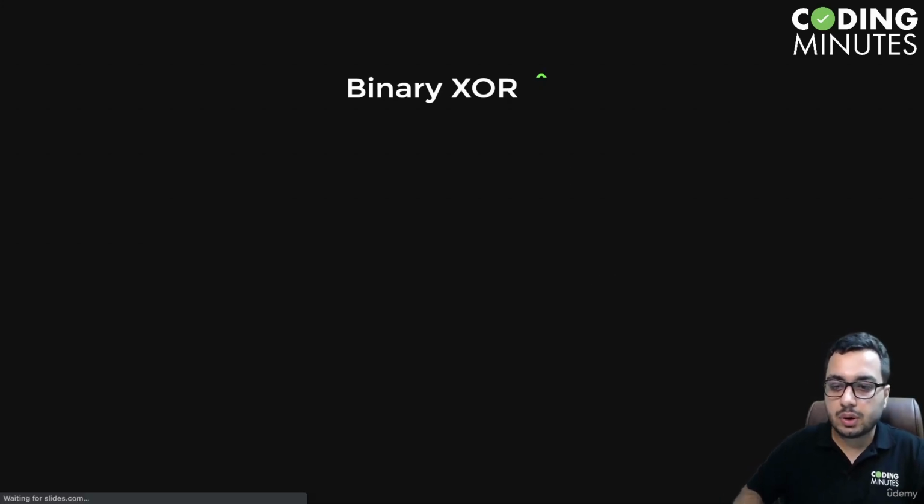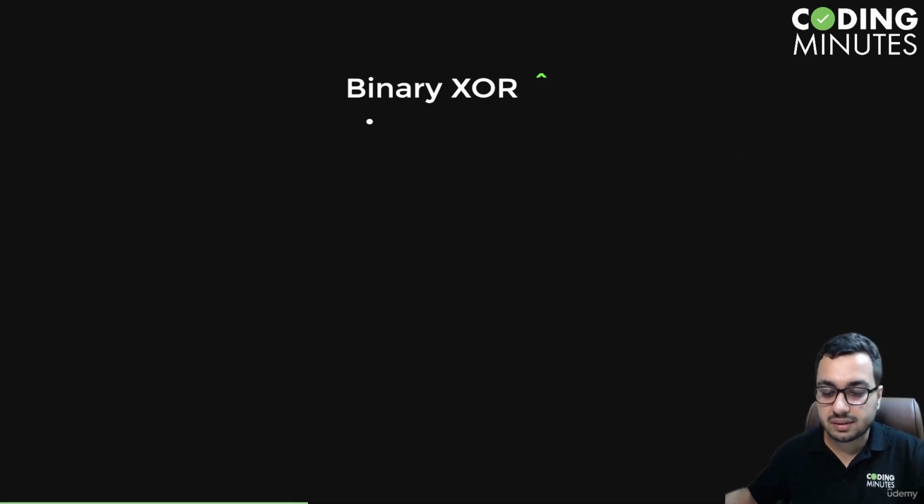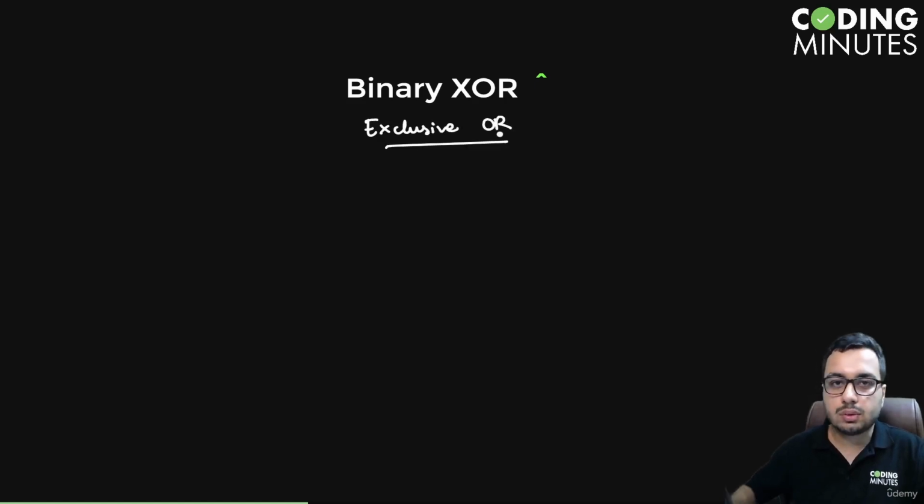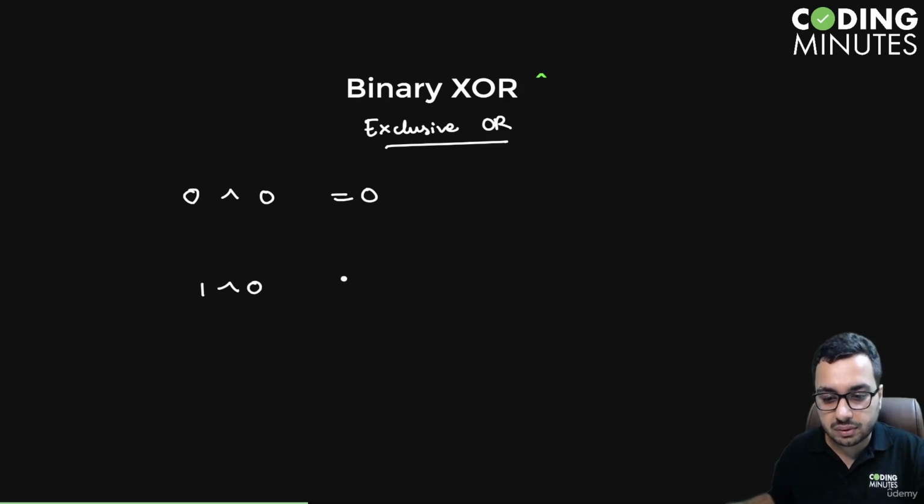Now let us move on to XOR. XOR is also known as exclusive OR. What are the rules of XOR? It basically means that if both the bits are the same, then the result is going to be 0. For example, 0 XOR 0 is 0, and 1 XOR 1 is also 0, while 1 XOR 0 is 1. So if both the bits are the same, the result is 0.